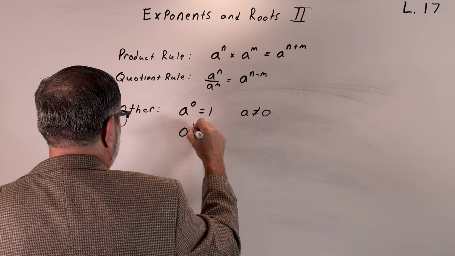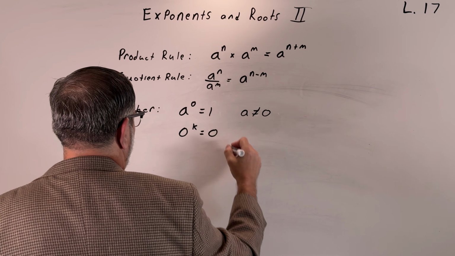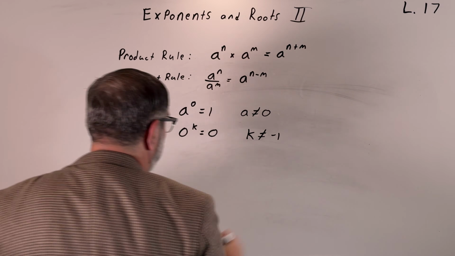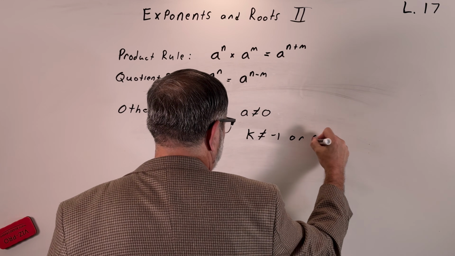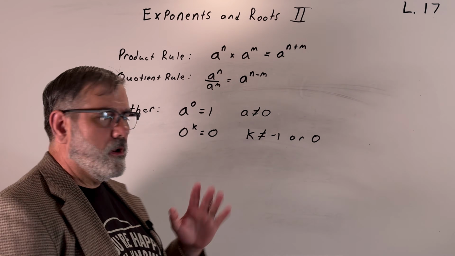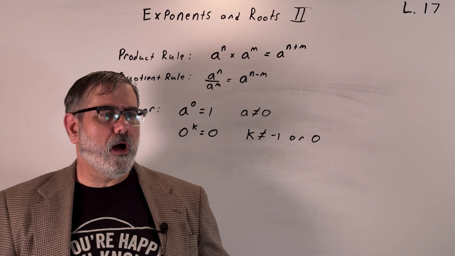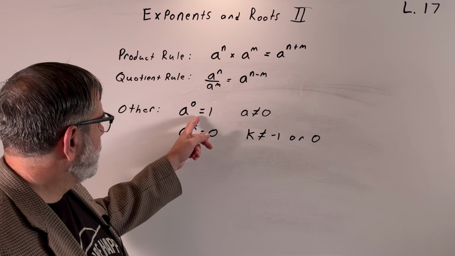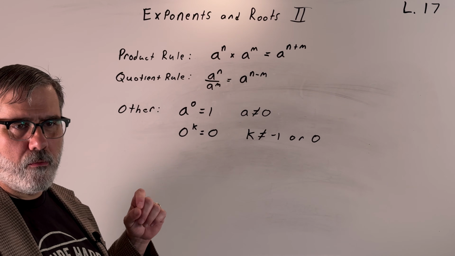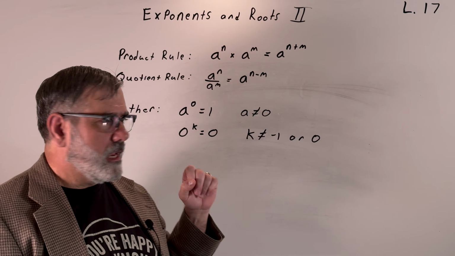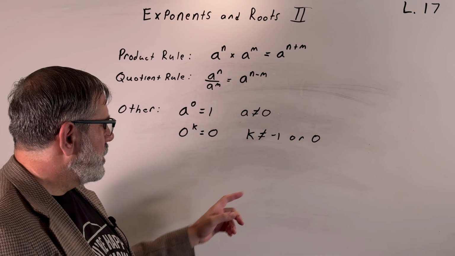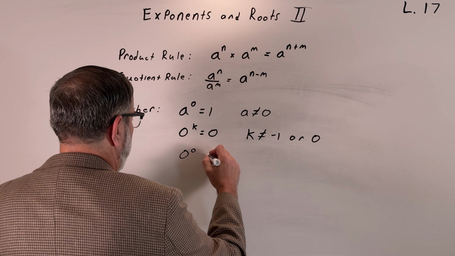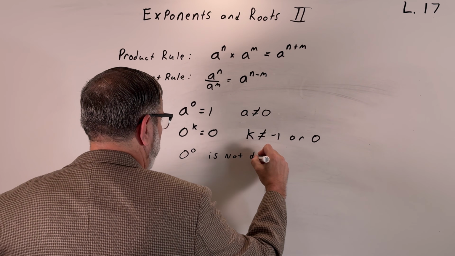Let's see, 0 to the k power is equal to 0, where k is not equal to minus 1, and also not 0. Yeah, that's important. 0 raised to the 0 power we do not define. We call that undefined. Because if we did define it, then it's going to clash with this rule that any number raised to the 0 power equals 1, you see? Because a is not allowed to be equal to 0. So for that reason, we say that 0 raised to the 0 power is not defined. Let me write that down. 0 raised to the 0 power is not defined.